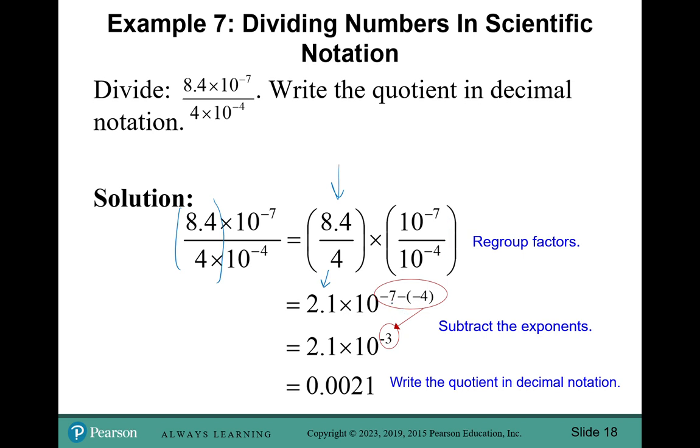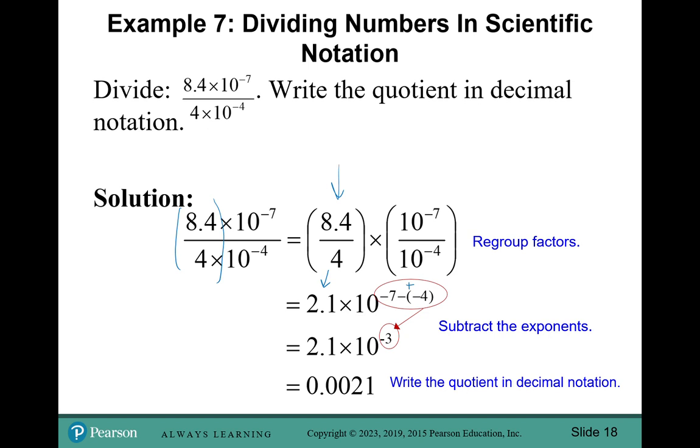So what I get is 10 to the negative 7 minus negative 4. Keeping in mind that this technically changes to a plus, minus a negative. So I get negative 7 plus 4. That's where the negative 3 comes from. So I get 2.1 times 10 to the negative 3.